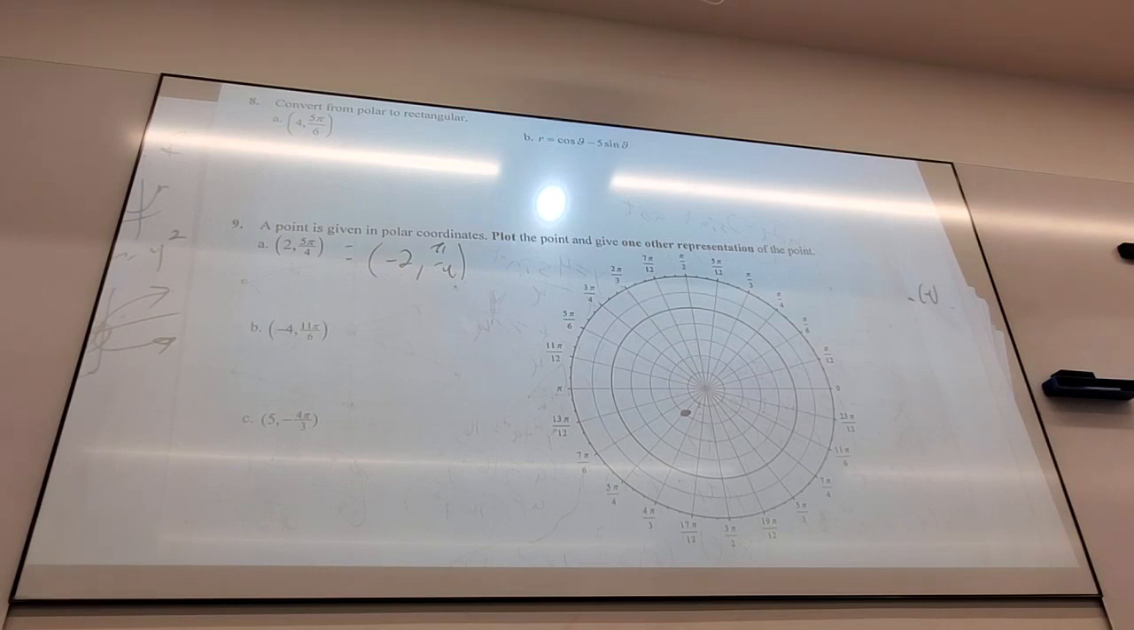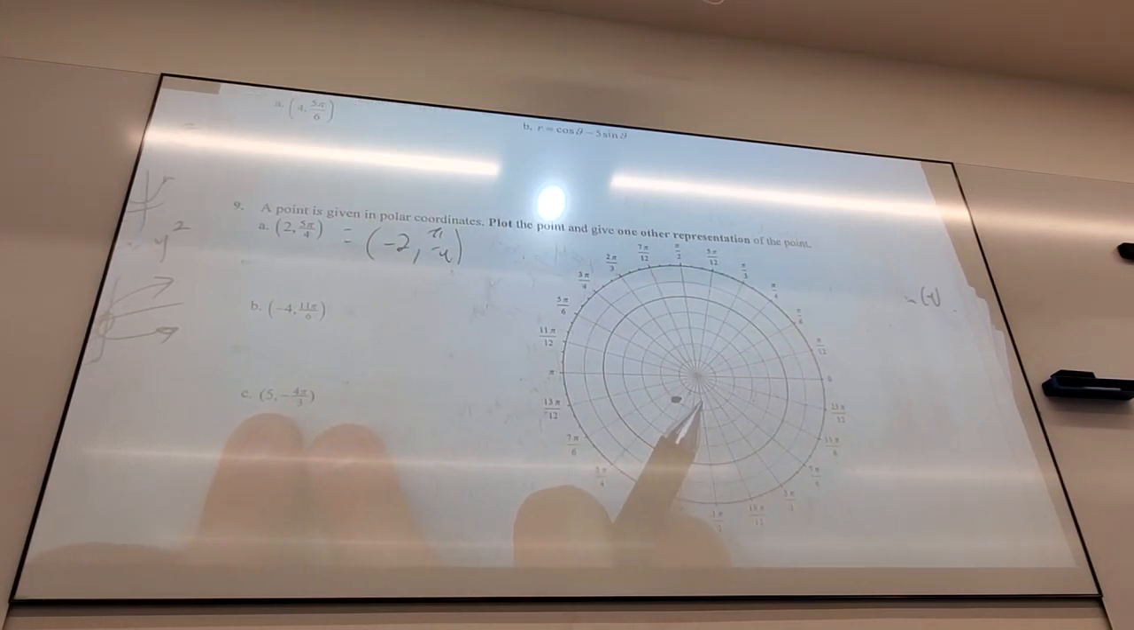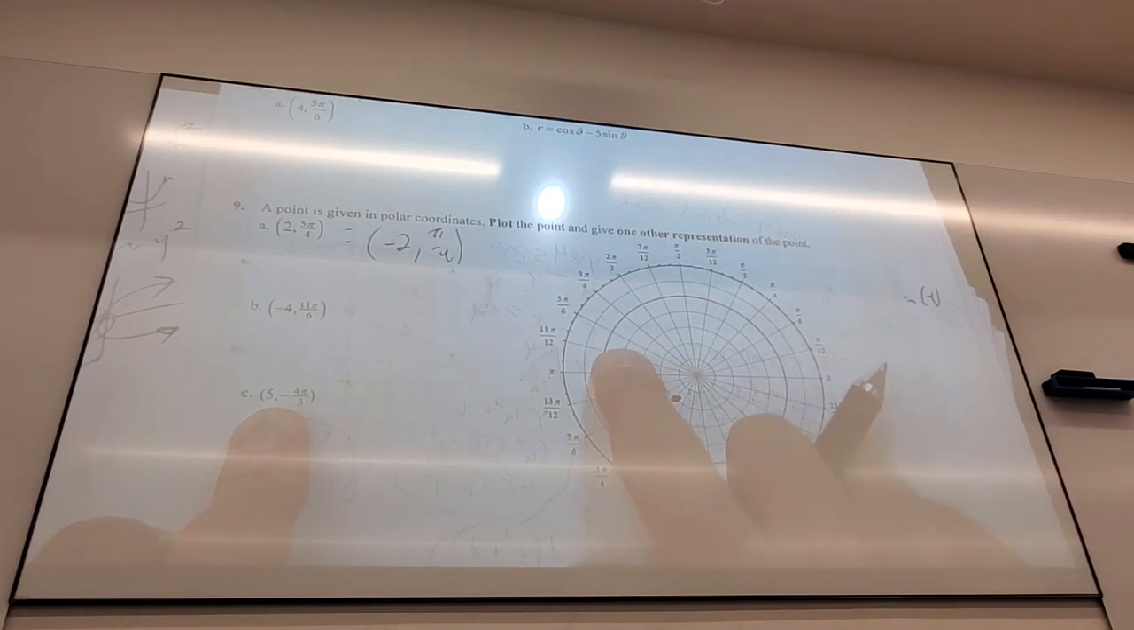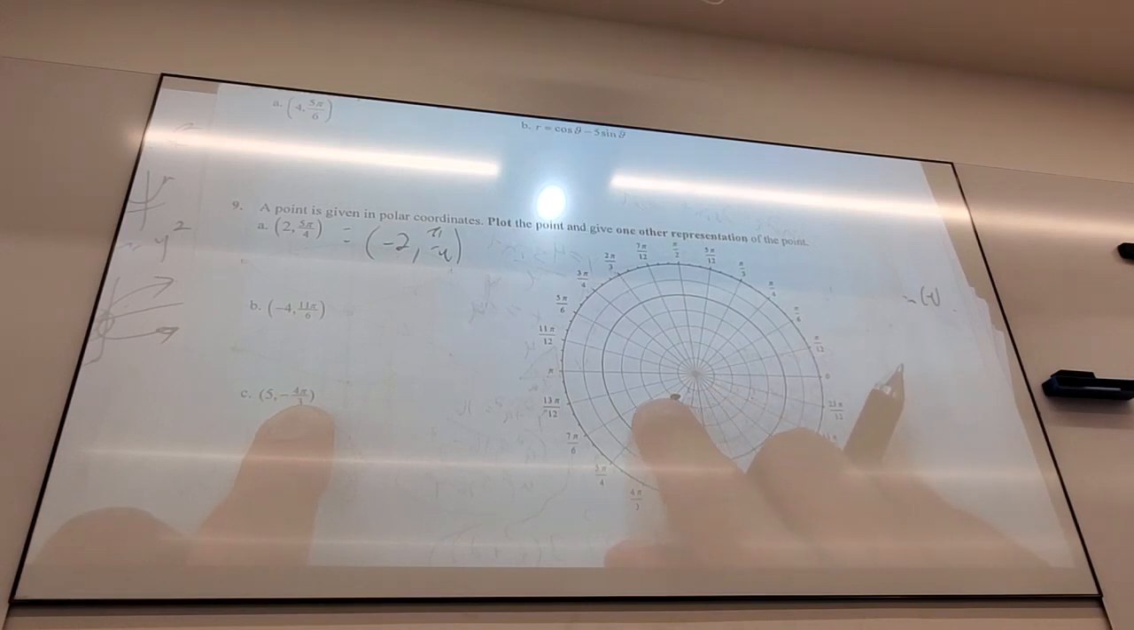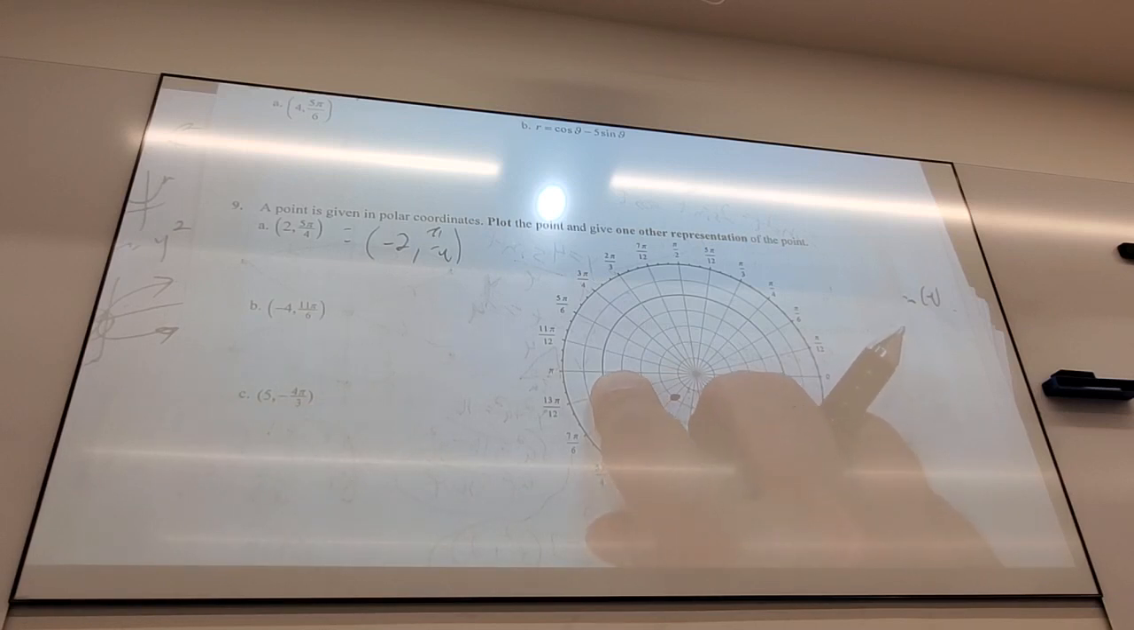So for C, we go backwards. So where am I at? Negative 4 pi over 3. If I go back 4 pi over 3, where do I end up? If I go back pi, where do I end up? Here, yes? How much more than pi is 4 pi over 3? It's one more third of a pi.